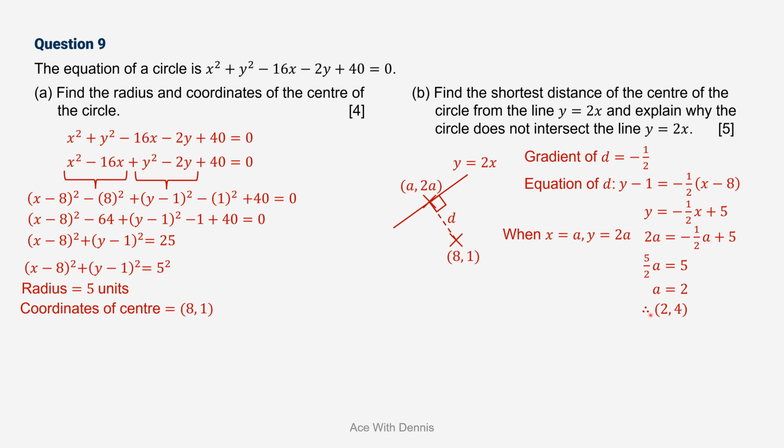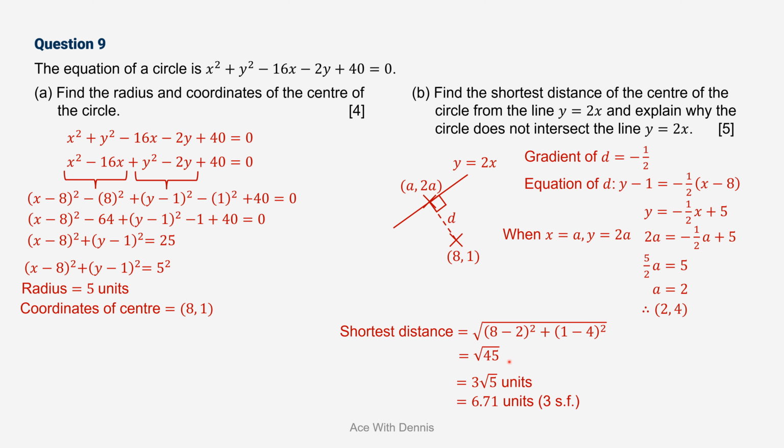So this is not what we want. We want to find the shortest distance. In other words, we want to find the length of this line. So from here, the shortest distance will be square root of, we use the coordinates of this point and this point, square root of (8 minus 2) squared plus (1 minus 4) squared. Then calculate, we have square root of 45, or in surd form, 3 root 5 units.